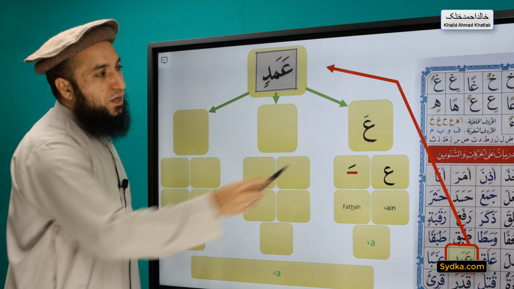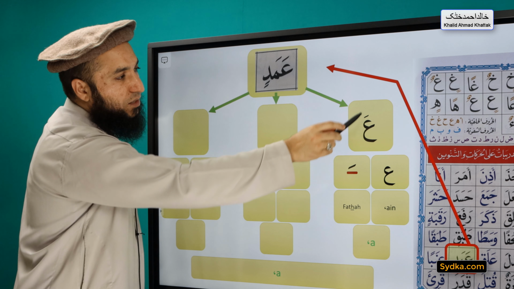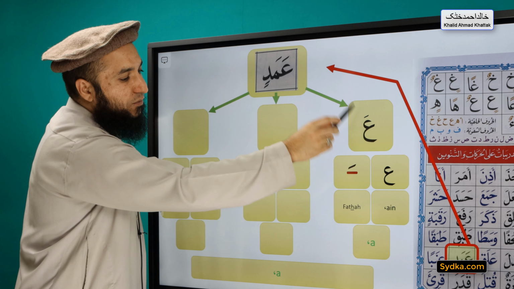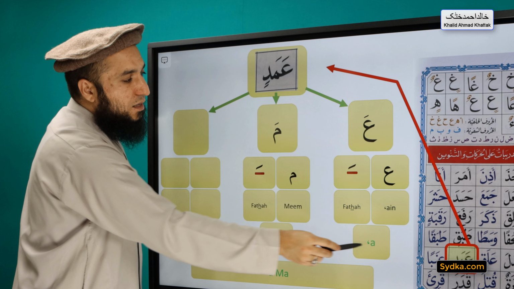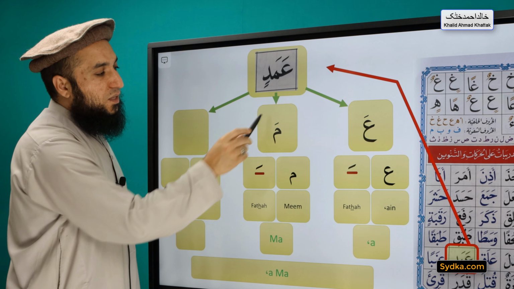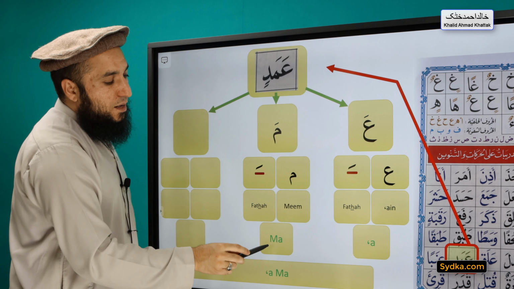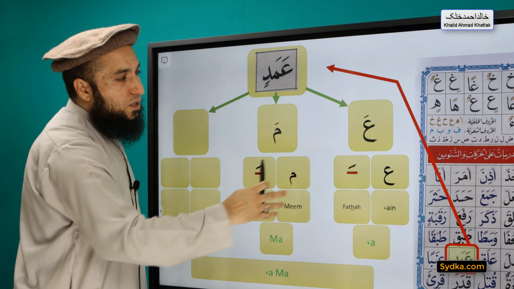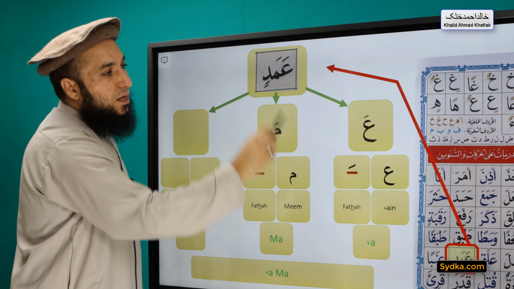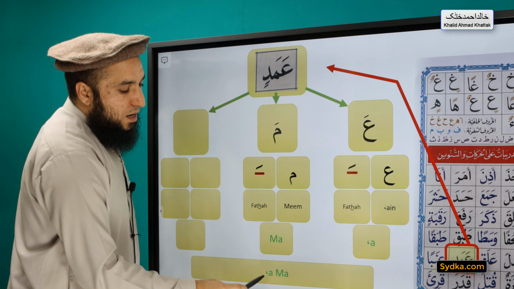So the next word we have is amadin, and it has 3 syllables. So the first syllable we have is ayn fatha, 'a. Ayn is not silent, and we have fatha on it. The next syllable we have is mim fatha, ma. Mim is not silent, and we have fatha. Mim fatha, ma. So now we combine these 2 syllables. We have ama, ama.